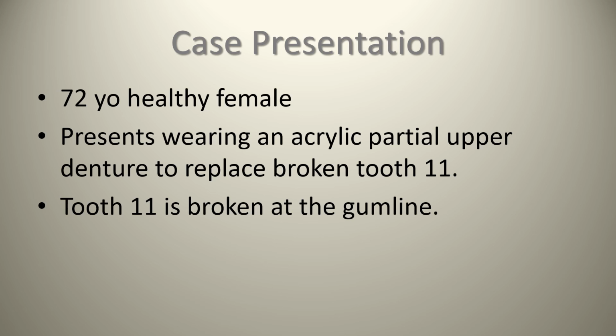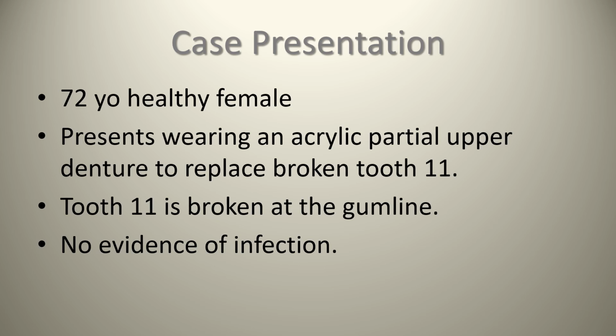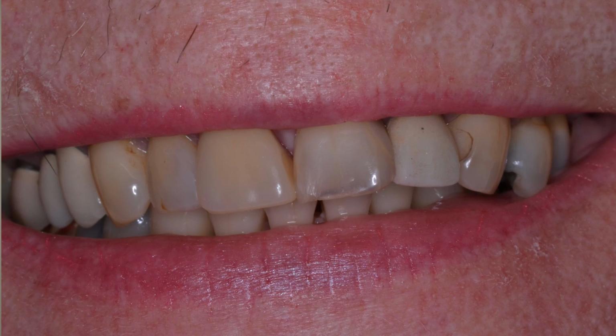There's also no evidence of infection in this tooth. This tooth had been a failed endodontically treated tooth with a post, some sort of core, and a crown buildup that snapped off at the gum line. As you can see in this photograph here, you can see a picture of the patient with the flipper in place. In the next picture, you can see a picture of what the tooth looks like.